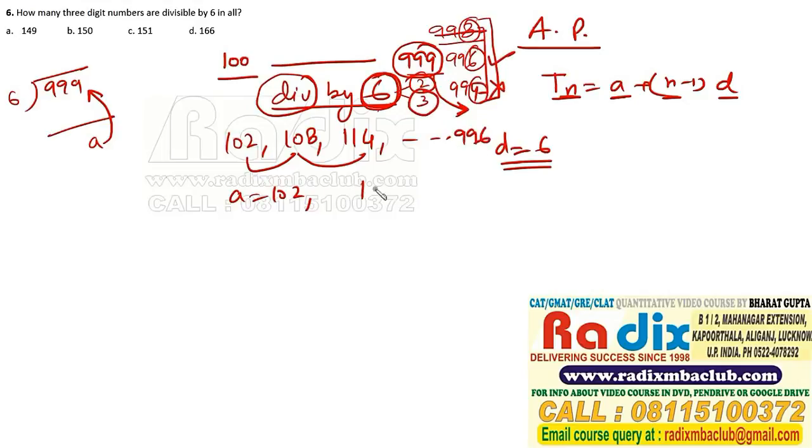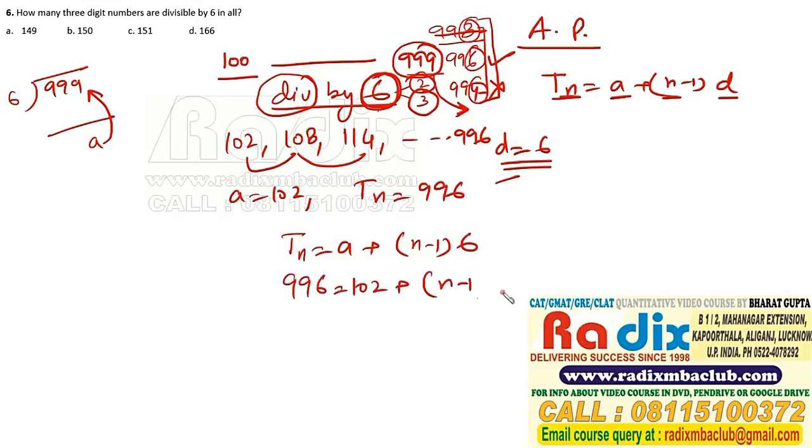Right? So Tn is equal to 996, d is 6, and Tn is equal to a plus n minus 1 into d. So 996 is equal to 102 plus n minus 1 into 6. This gives 498 upon 6 is equal to n minus 1, which is 83... 4, 9 is equal to n minus 1. So the number of terms would be 150. Answer is option B.